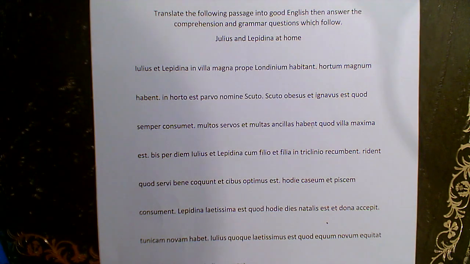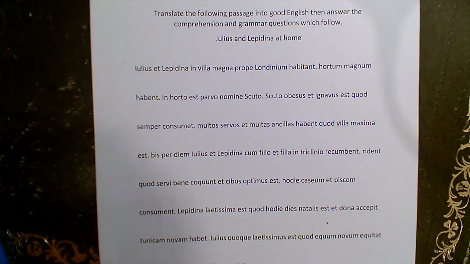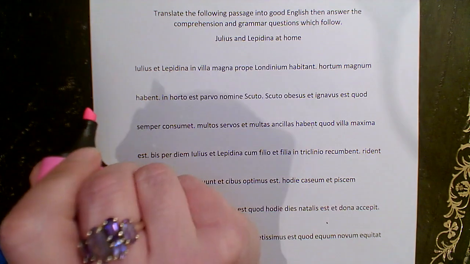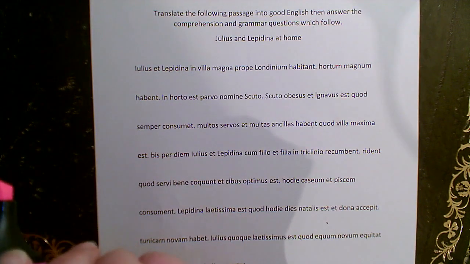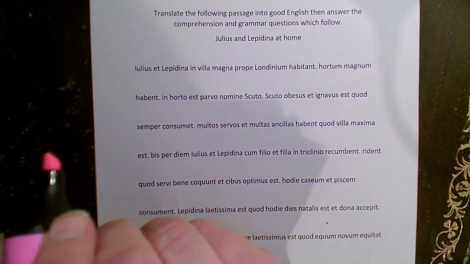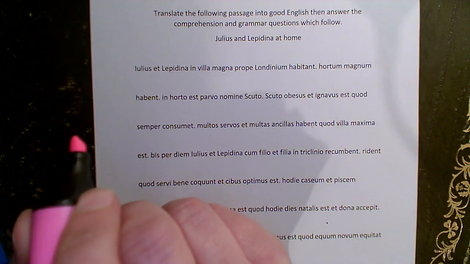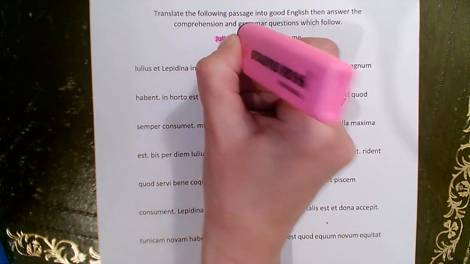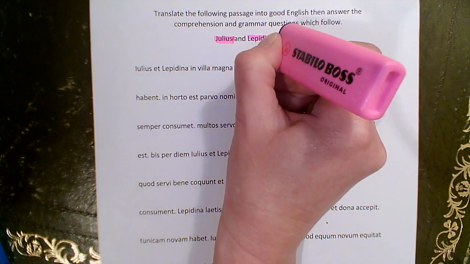Well, the very first thing that we do is we take our highlighter pen and we highlight the names in the title. It says translate the following passage into good English, then answer the comprehension grammar questions which follow, and the title is Julius and Lepidina at home. So we highlight the word Julius and we highlight the word Lepidina.